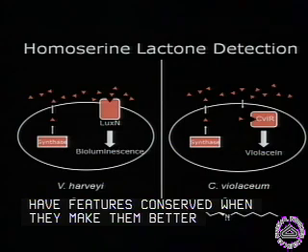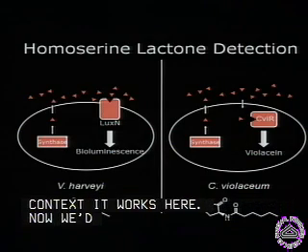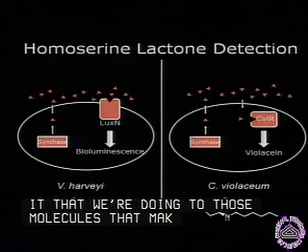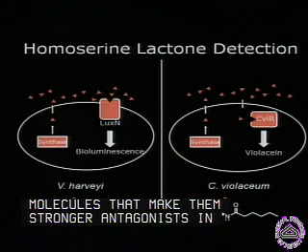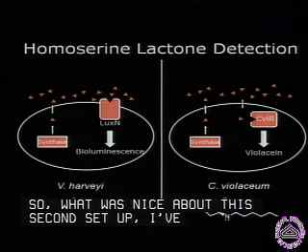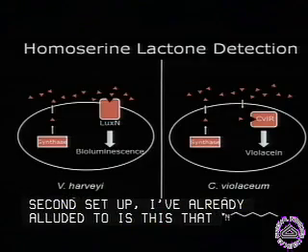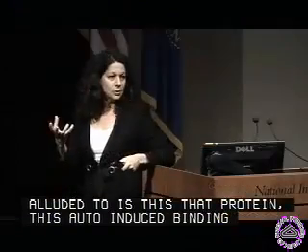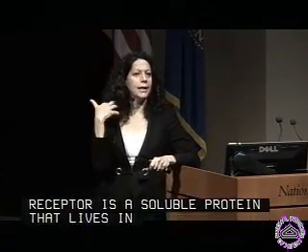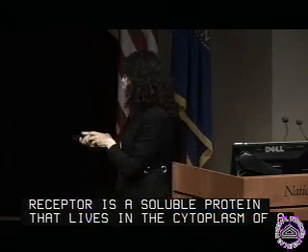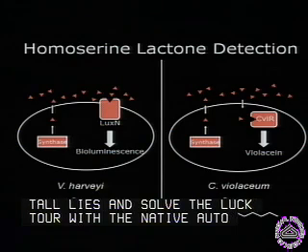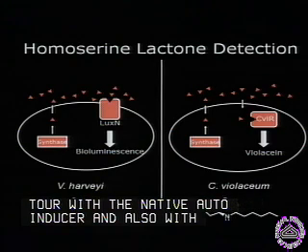And so now we would really like to know, what is it that we are doing to those molecules that make them stronger antagonists in both of these setups? And what was nice about the second setup, I've already alluded to, is that this protein, this autoinducer binding receptor, is a soluble protein that lives in the cytoplasm of the cell, so we could purify it and crystallize it and solve the structure, both with the ligand bound, the native autoinducer, and also with our antagonists. And so Lee did that.